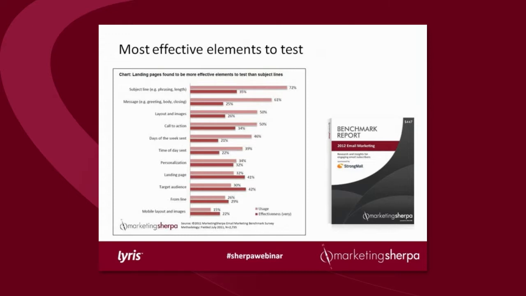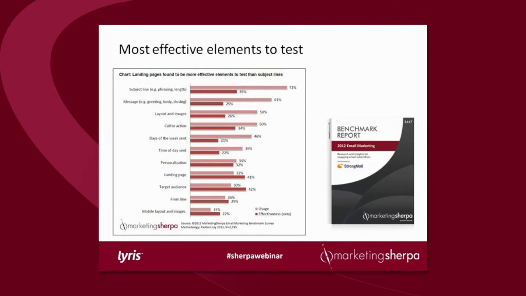Right. And when you look down a little lower, I think is where we can learn about some areas where we can test most often. So, for example, landing pages, only 32% of marketers are testing them, but 41% are saying it's very effective. So if you're not testing landing pages, that might be an opportunity for you.